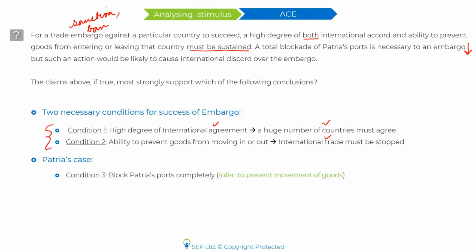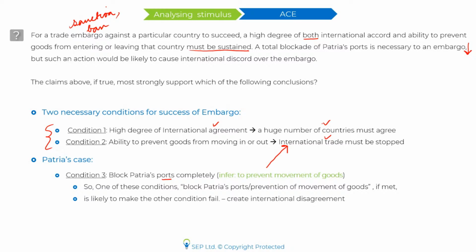Now, here I'm correlating with the previous sentence. And I'm thinking this blocking of ports probably is to prevent this international trade. Maybe Patria's international trade takes place mostly through ports, via water, and that is why it's imperative it must be blocked. Okay, so there are three conditions that will have to be satisfied for trade embargo to work in case of Patria, if that is what the author is trying to tell us.